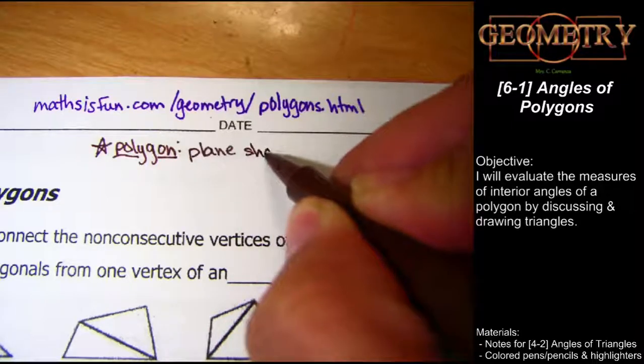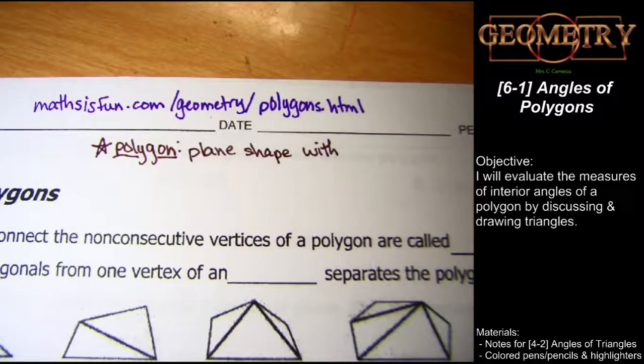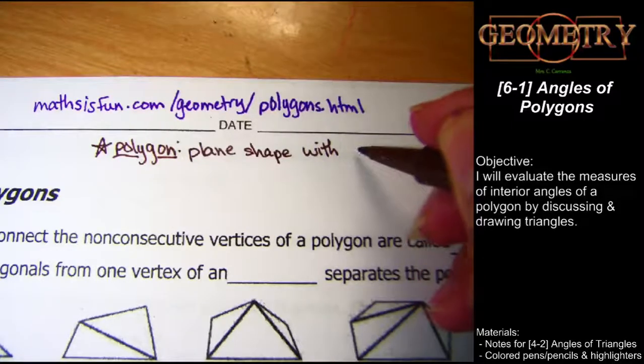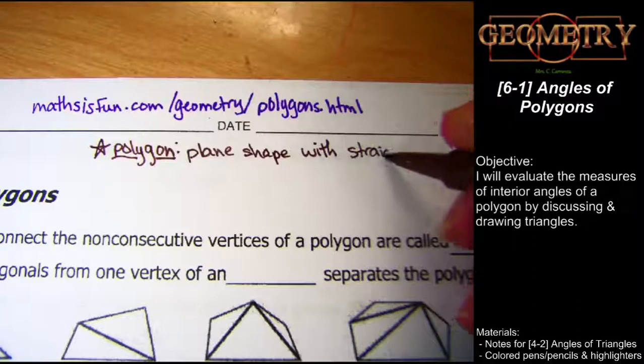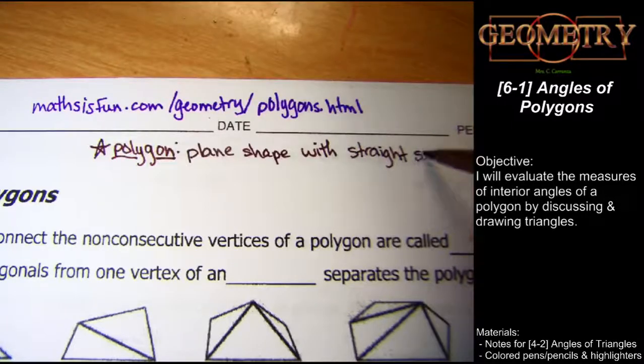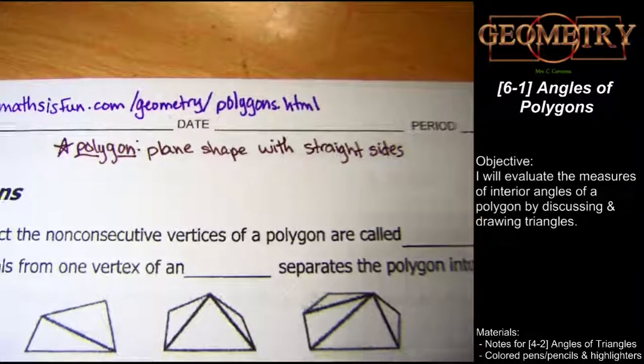Now, when we say plane, we don't mean undecorated or boring. We mean that this is a shape that can be drawn on a plane, which means it is flat, it is two-dimensional, it does not curve.